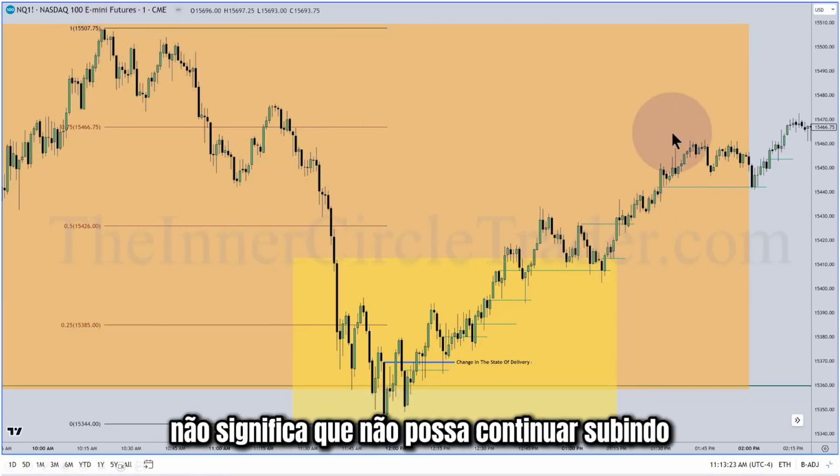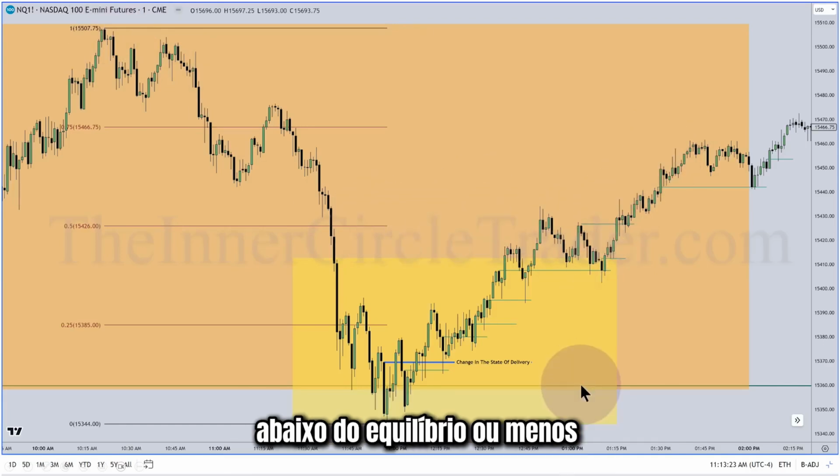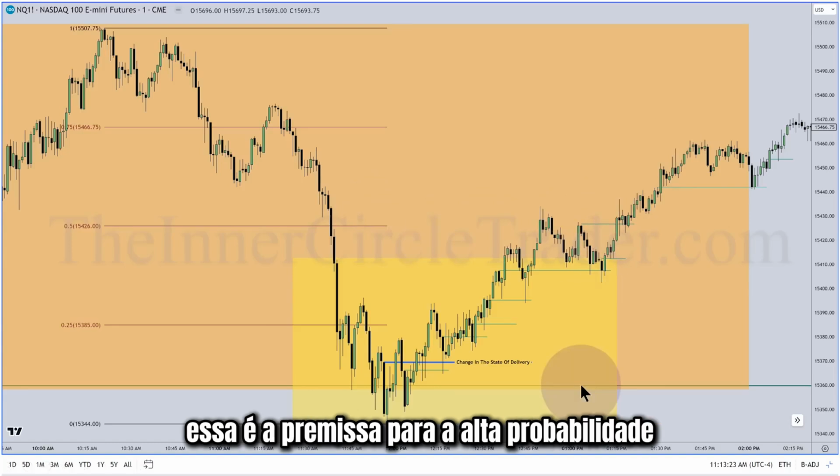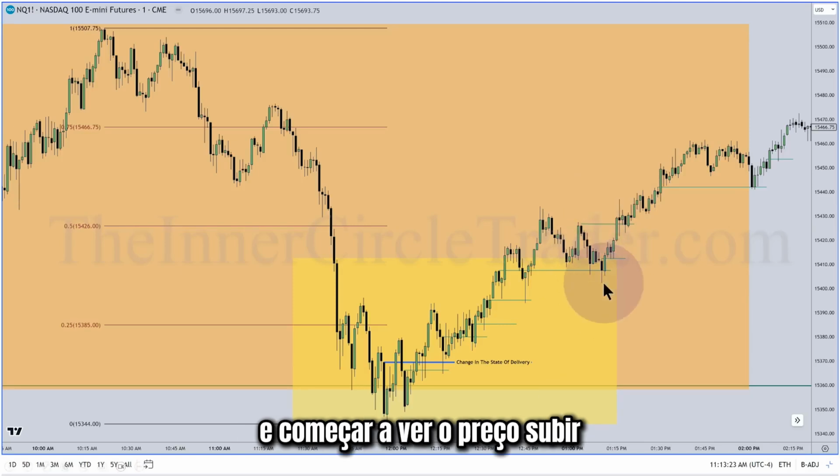Doesn't mean it can't keep rallying. It just means that we have to do all of our buying below equilibrium or less while we're in a discount. That's the framework for high probability. Short-term lows being taken out, we expect that to be rejected and start seeing price go higher.